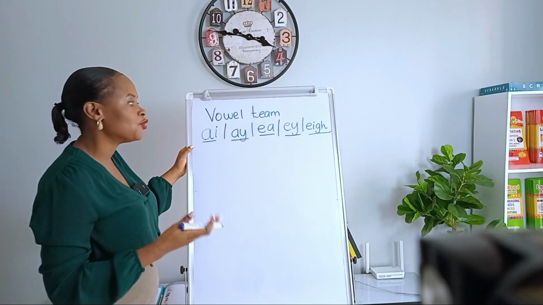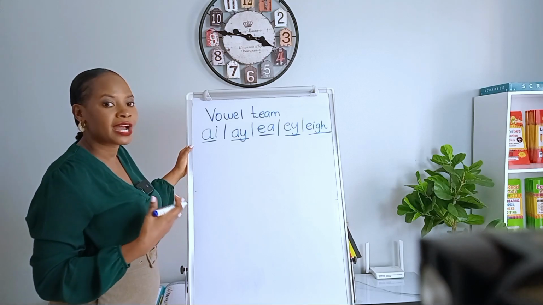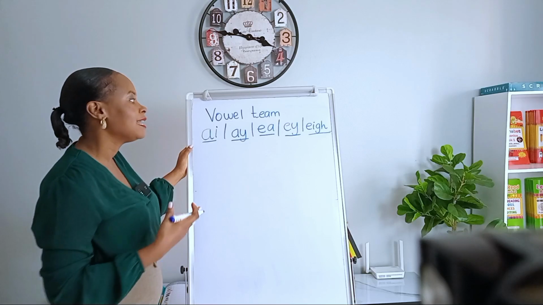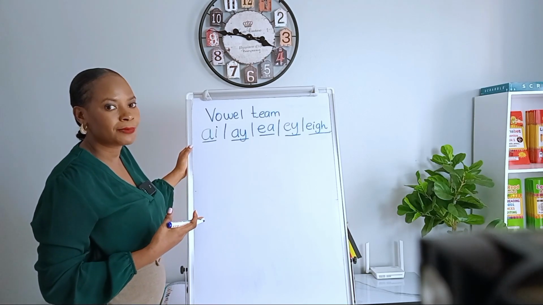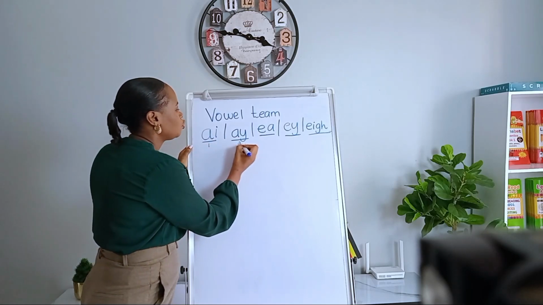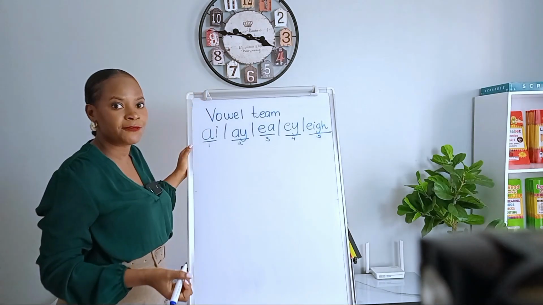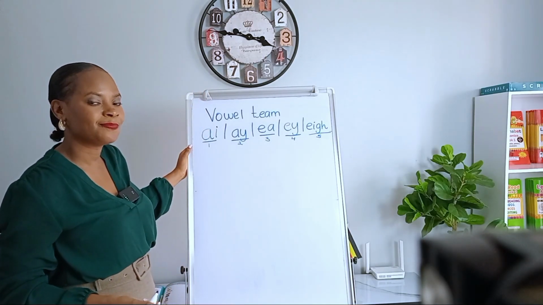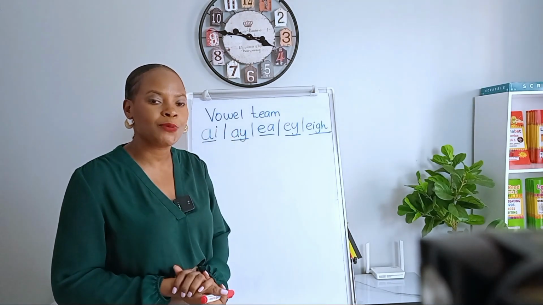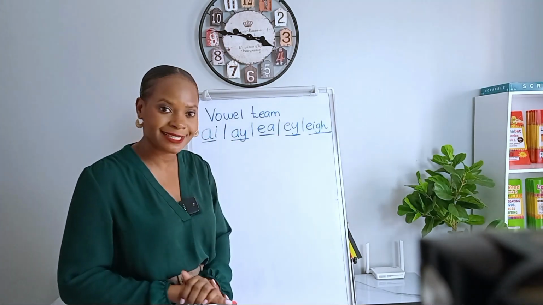It's always good to know the different ways to spell a letter sound so that you can read and spell as many words as you can once you learn all the different ways to spell that letter sound. 1, 2, 3, 4, 5. There are 5 different ways to spell the A sound. The big question is, how do we know which letter combinations to use when we are spelling words having the A sound in them? Because there are 5 different ways.